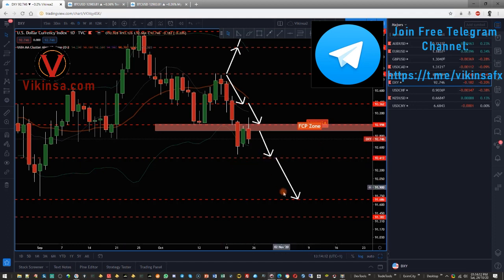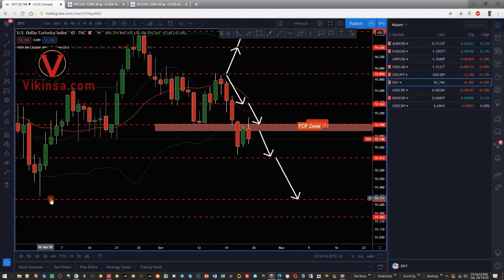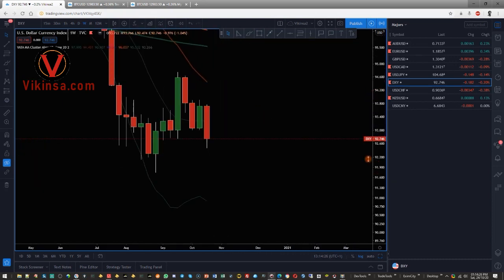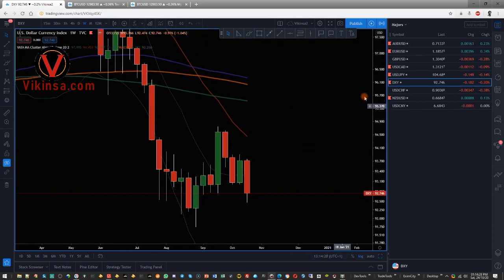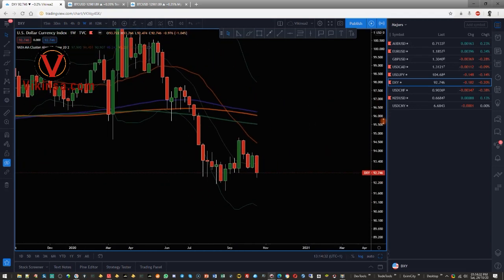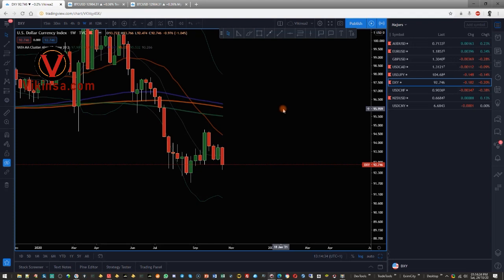And if that is broken, then we are looking at the previous low, which is going to be somewhere around here, 91.686. So this is what we have here. But even before that, let me give you another idea of what this could be doing. You see, there are multiple opportunities, multiple options that the market can actually take.